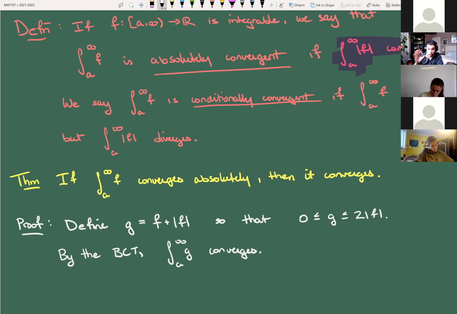Right? Because remember, we assumed that f converged absolutely. So we know that thing, when I take its improper integral, converges, right? Because if the absolute value of f converges, so does 2 times the absolute value of f, right? So by the basic comparison theorem, I have bounded G above by something which converges, so G must converge as well.